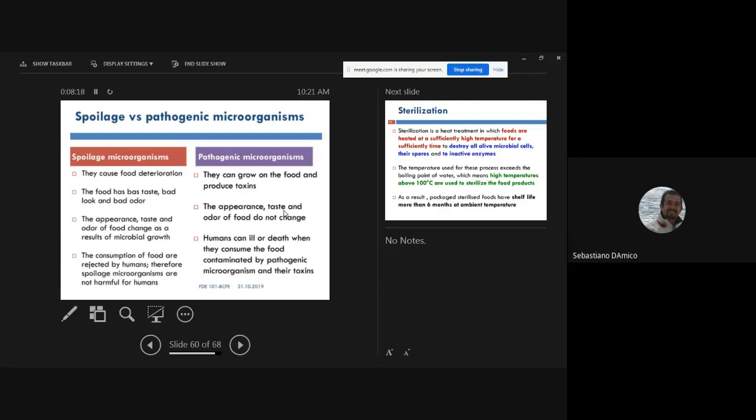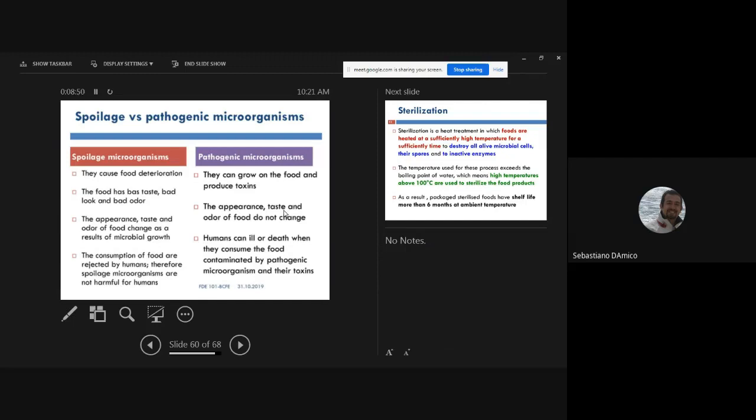The appearance, taste, and odor of food change as a result of microbiological growth. The food is rejected for consumption by humans. In this particular case, the food is spoiled. We cannot eat it anymore. It's not good for our taste and visual appearance. But these organisms are not that harmful for humans. Everything stays. We just don't consume it, and even if we take some, we'll recover quite fast.